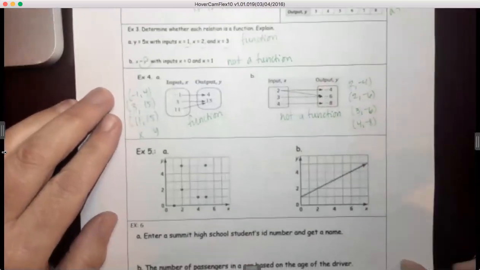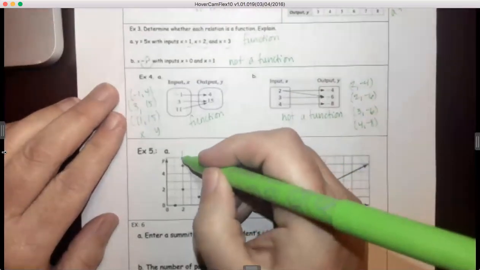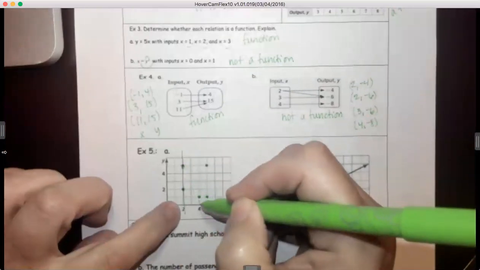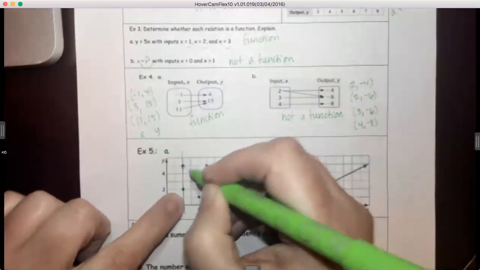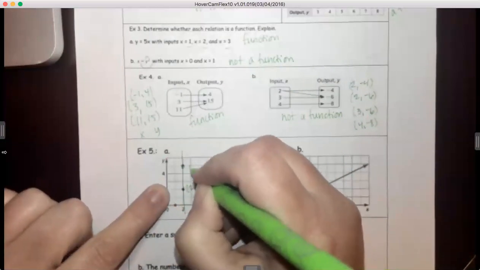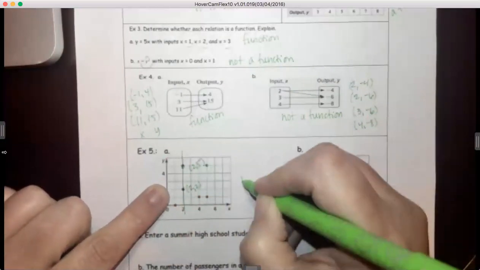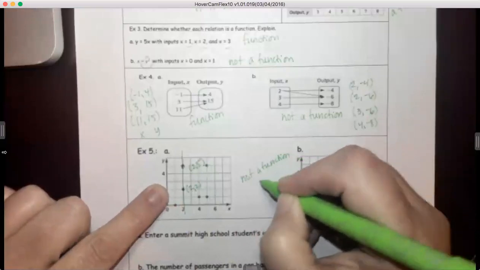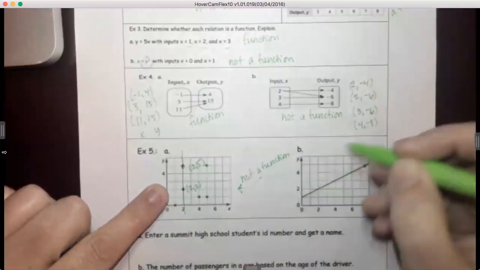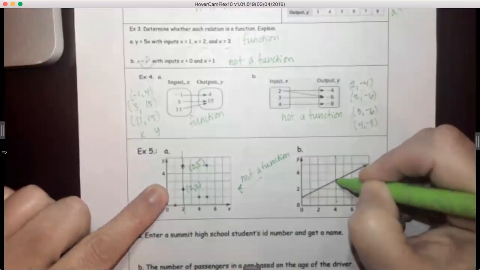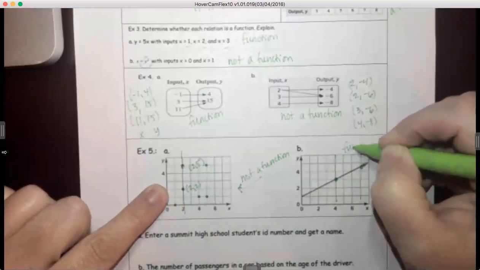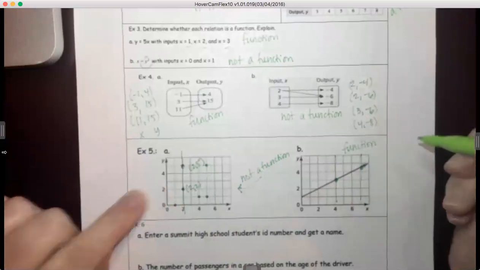Okay, vertical line test. If I drew a vertical line and hit 2 points, that means that these 2 points share an x. This is 2, 2, and this is 2, 5. So this is not a function. It does not pass the vertical line test. All right, this, however, no matter where I draw the line, it only hits 1 time. So this is a function. It does pass the vertical line test.